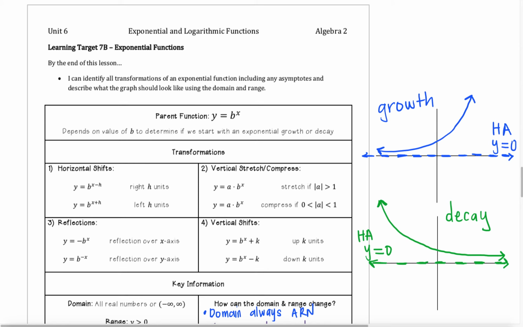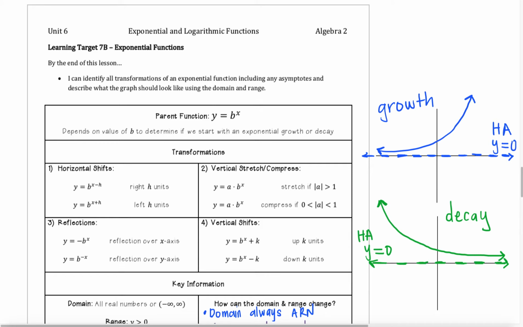Continuing on with Unit 6, in this video we're going to talk about learning target 7b, which is all about exponential functions. By the end of this lesson, you will be able to identify all transformations of an exponential function, including how to identify where the horizontal asymptote has moved to, and describe what the graph looks like using domain, range, as well as the horizontal asymptote.